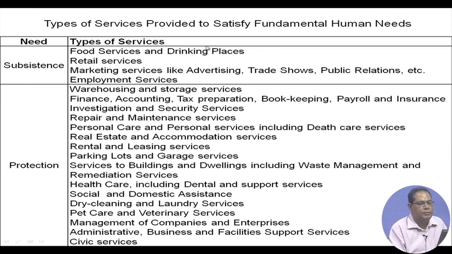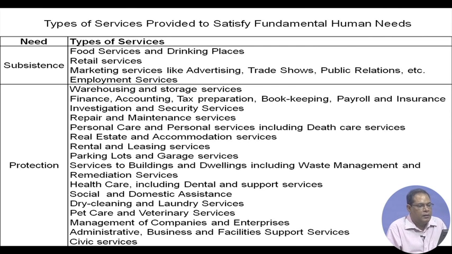Now, types of services provided to satisfy fundamental human needs. We have talked about the fundamental human needs in an earlier lesson. Now, we will see the different types of services that can satisfy Maxim's fundamental human needs. First need is subsistence, and the types of services are food services and drinking places, retail services, marketing services like advertising, trade shows, public relations, etc., and employment services. So, these are some of the services which can satisfy the need for subsistence.